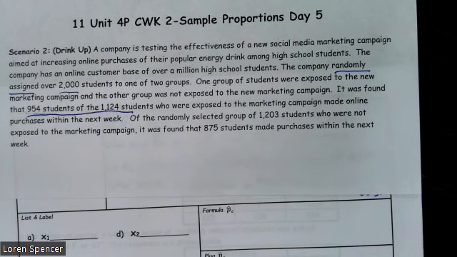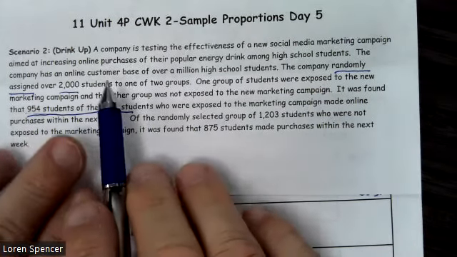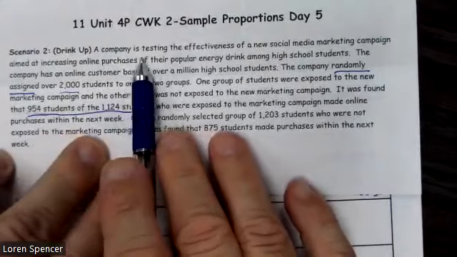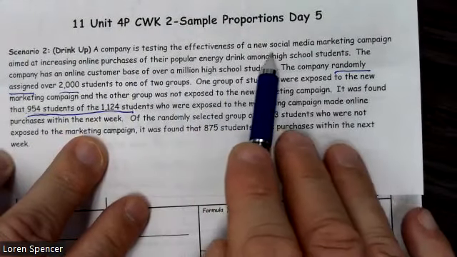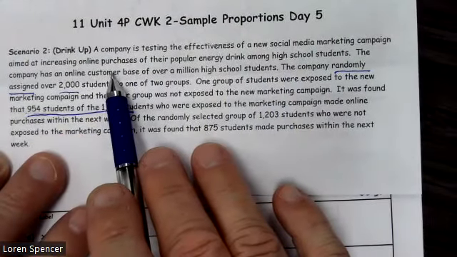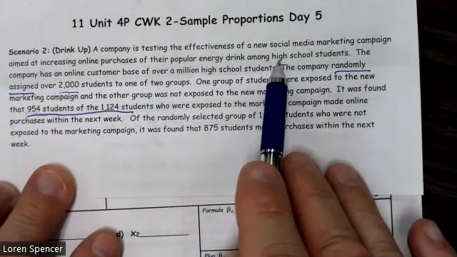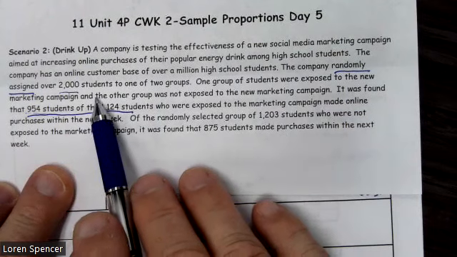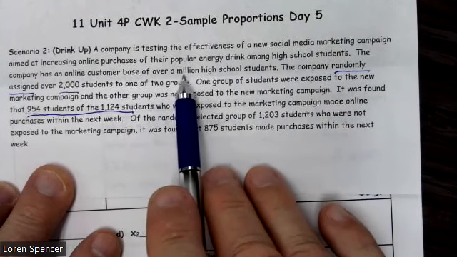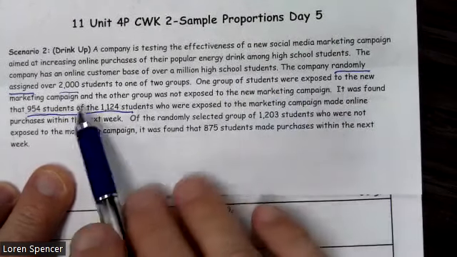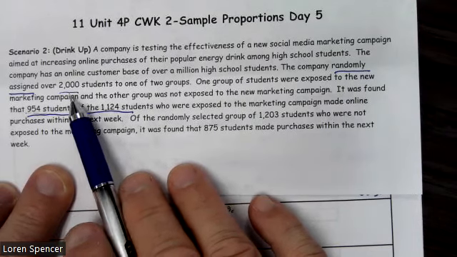We are working with two sample proportions, and we are going to run a hypothesis test in this one. So this is back to the drink up scenario. The company is testing the effectiveness of a new social media marketing campaign aimed at increasing online purchases of their popular energy drink among high school students. The company has an online customer base of over 1 million high school students. The company randomly assigned over 2,000.